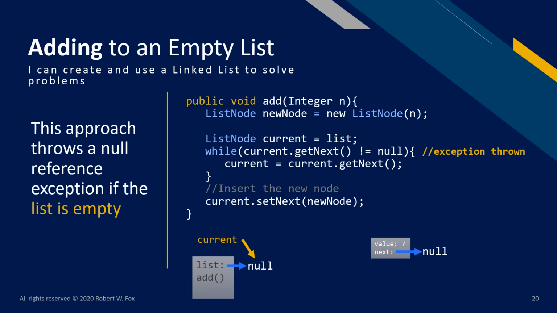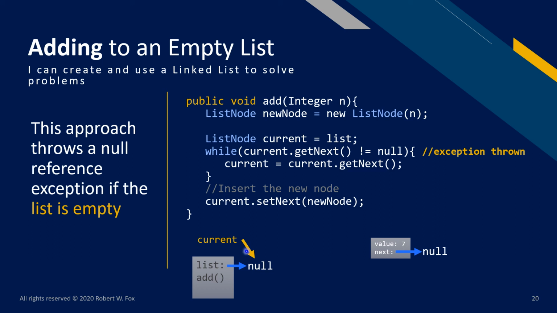However, there is one special case that we have to deal with, and that is when we try to add to an empty list. So notice at the bottom, I've got my list empty and I've got my new node over here to insert. Let's walk through the code and see what happens. After we create the new node, it says list node current equals list, right? That creates an alias to the first element of the list, which of course there's no object there because the list is empty. And then the loop says while current dot get next.